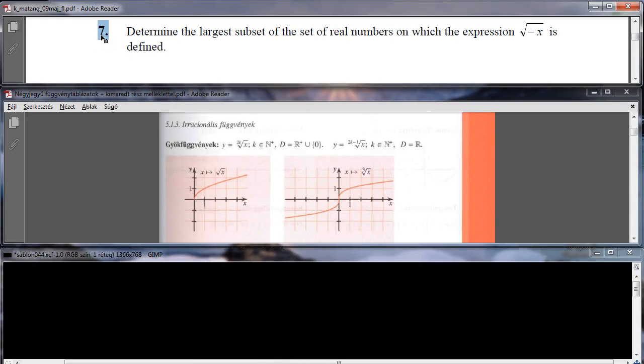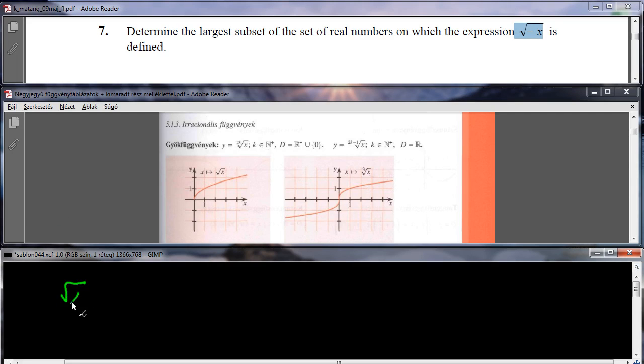Okay, so let's see exercise number 7. Determine the largest subset of the set of real numbers on which the expression square root of minus x is defined. So what do we know about the square root function? We know that the square root function only exists if we have a condition that x must be greater or equal to 0.